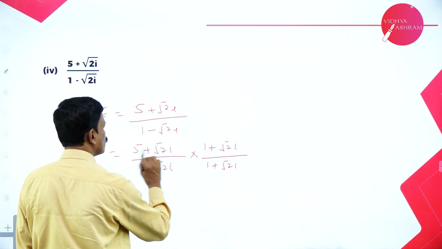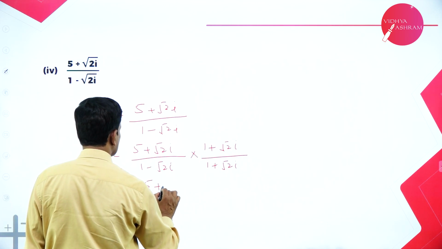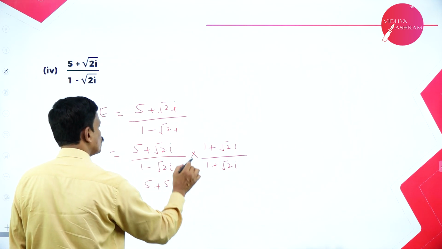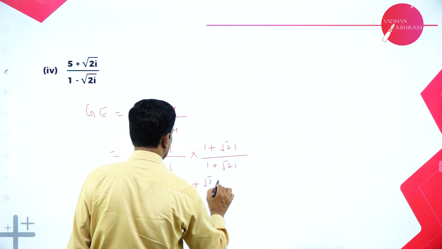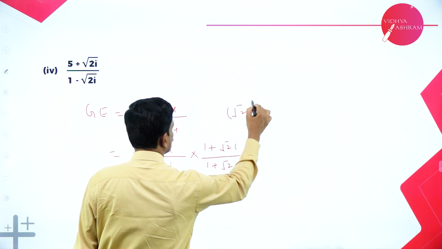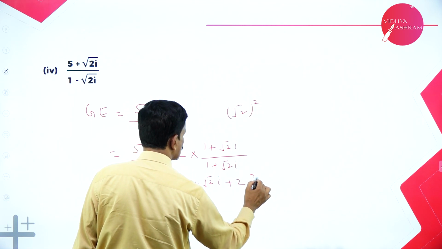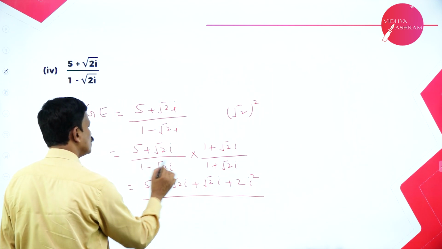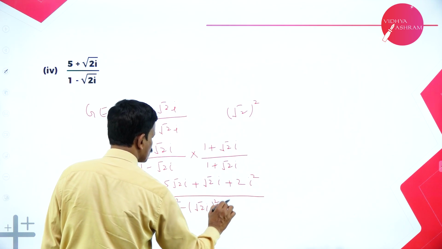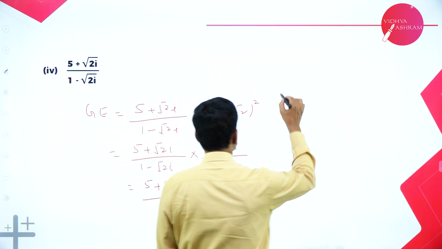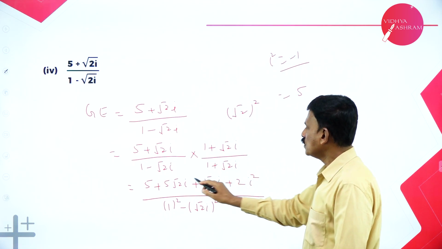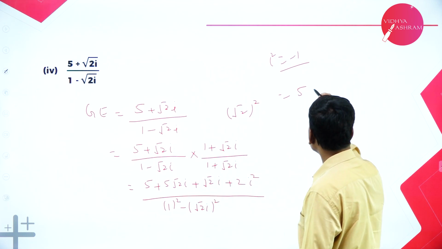What is this equal to? Multiply it. 5 into 1 is 5, plus 5 into root 2 times i. Again, root 2 into 1 is root 2 times i. Again, plus root 2 into root 2, whole square. The square root gets cancelled: root 2i into root 2i gives i square. The denominator: 1 into 1 is 1 square. Again, minus root 2i into root 2i is minus root 2i whole square. Since i square is equal to minus 1, you can write 5 root 2 plus root 2, 6 root 2.